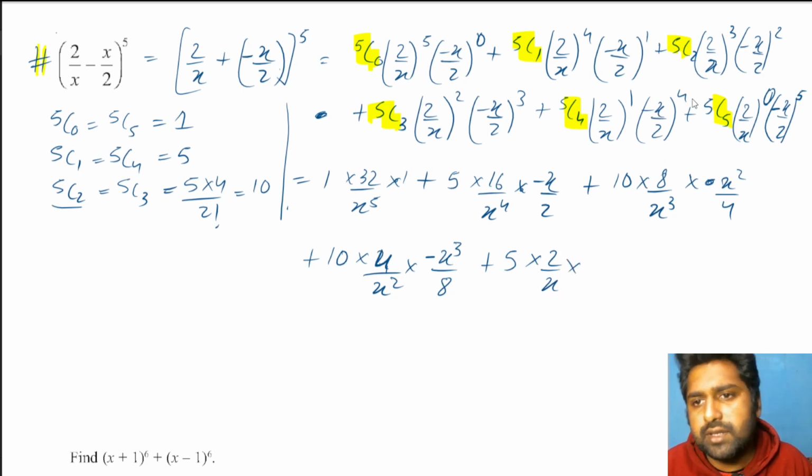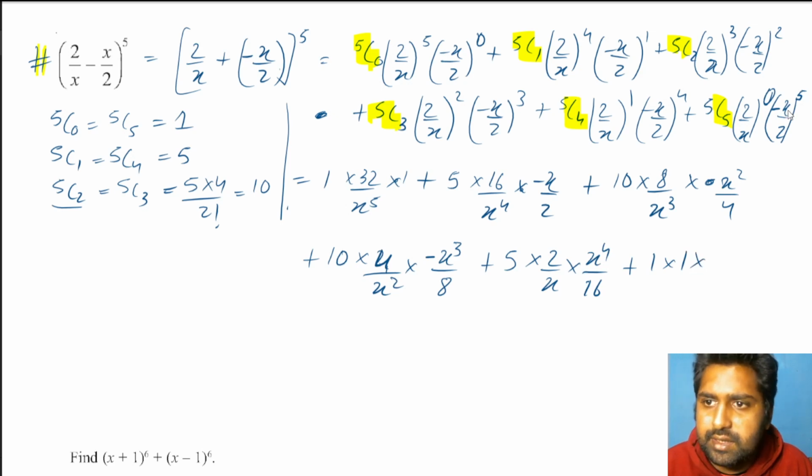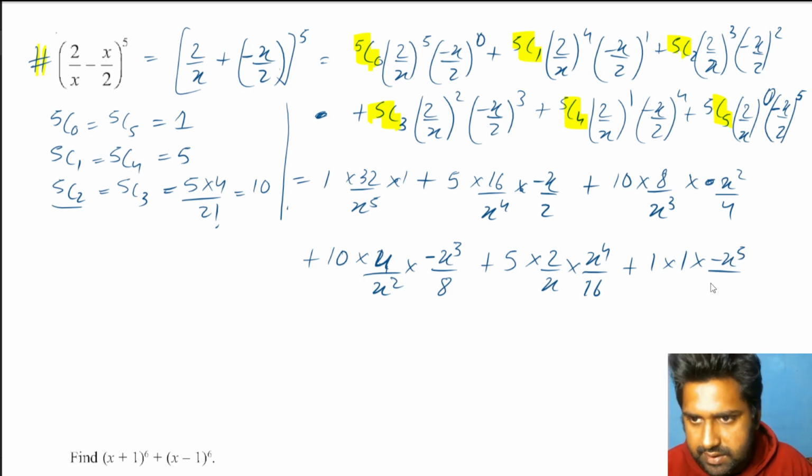Plus 5c4 is again 5 into 2 by x into, again power is even. Whenever the power is even for a negative term, that becomes positive, so x raised to power 4, 2 raised to power 4 is 16, plus 5c5 is 1, 2 anything raised to power 0 is 1, and lastly minus x raised to power 5. Odd power of any negative number is negative. So that's x raised to power 5 and 2 raised to power 5, that's 32.